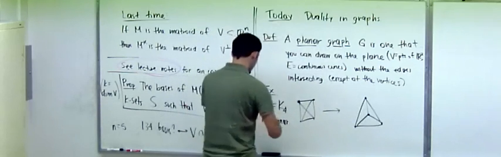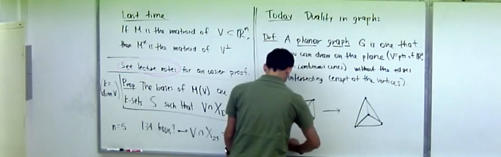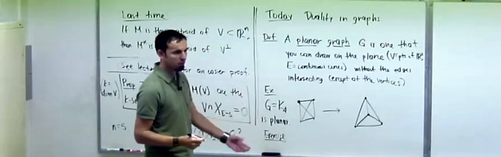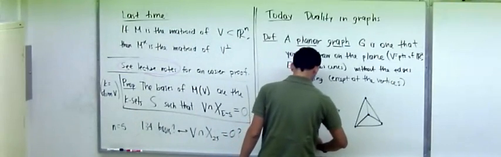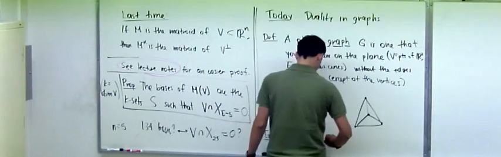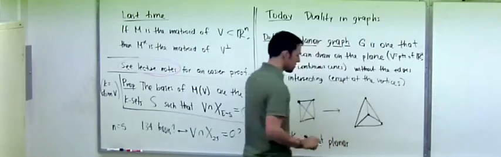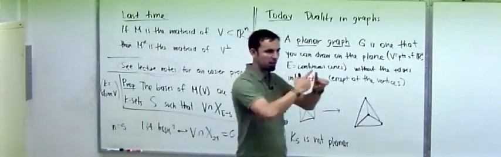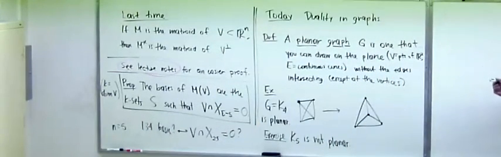And an exercise, which we basically did two classes ago, is to show that K5 is not planar. So any way of drawing the graph K5 on the plane will have intersections. Okay? So that's a planar graph.